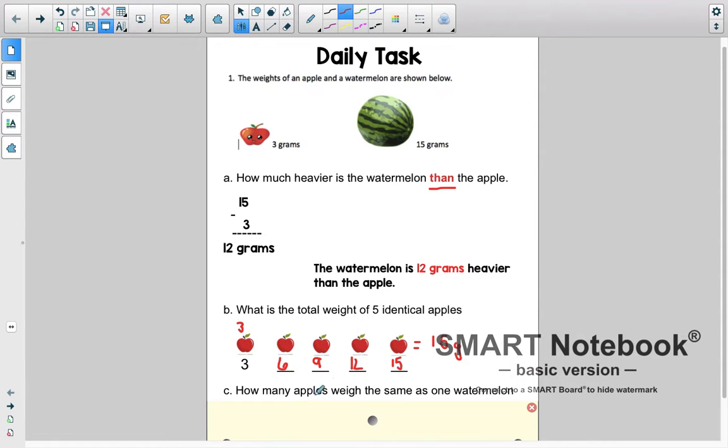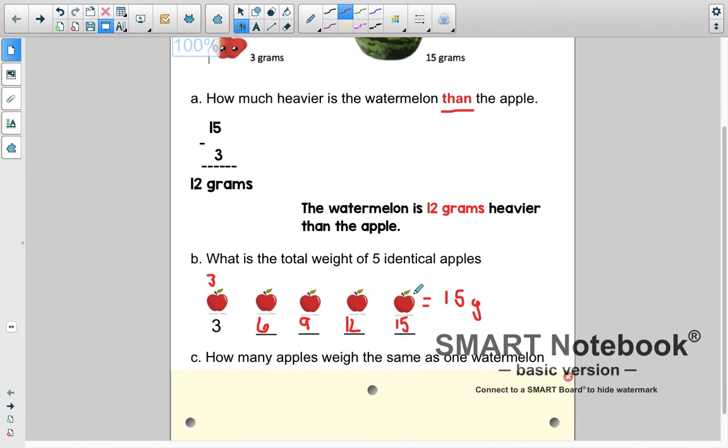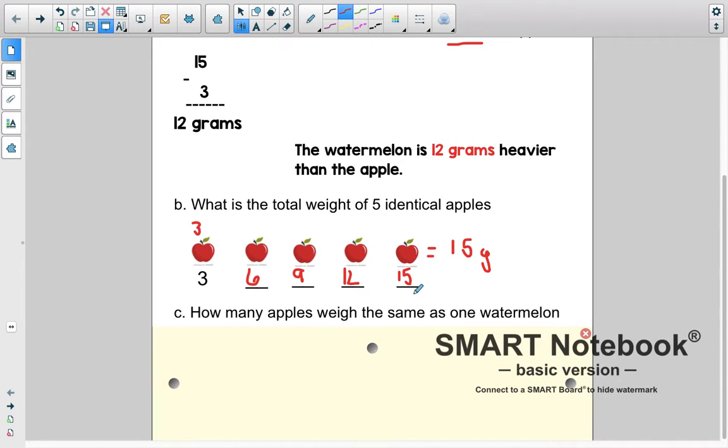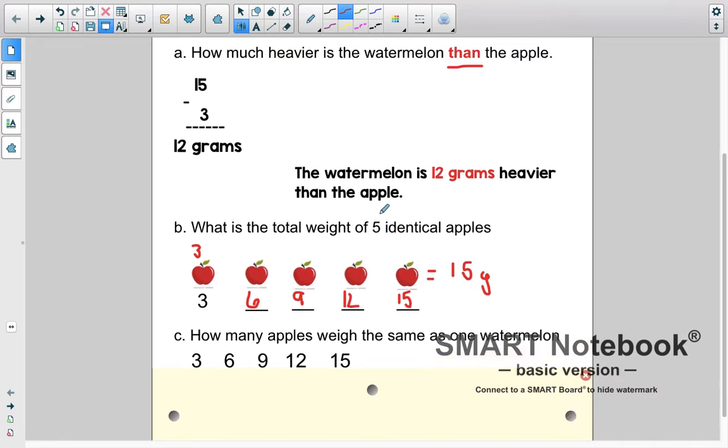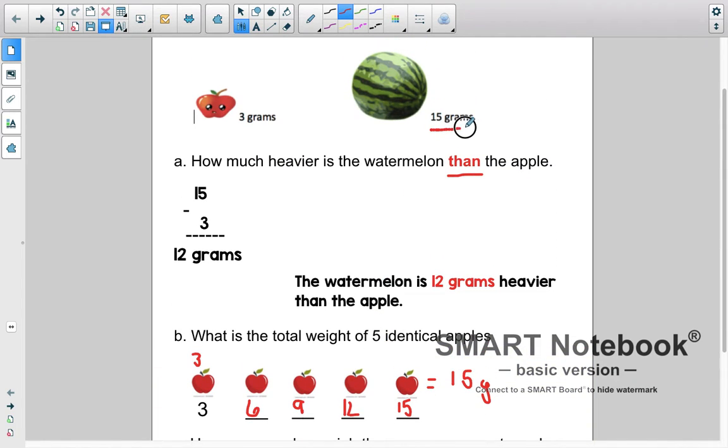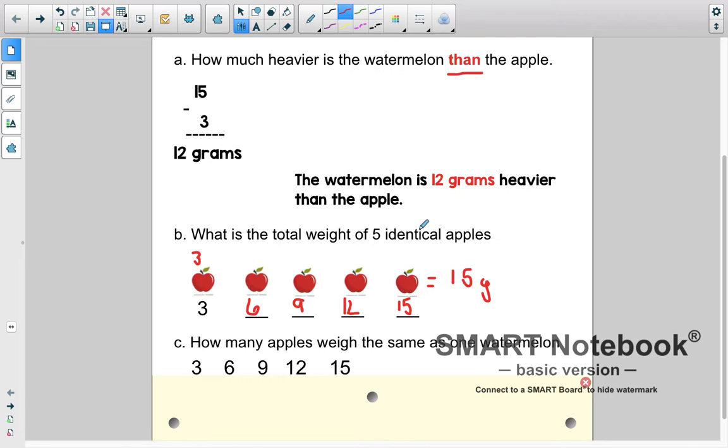Let's look at part C. It says, how many apples weigh the same as 1 watermelon? See if I can make this bigger. There you go. How many apples weigh the same as 1 watermelon? So what I did is I counted by 3s until I got to 15 grams, because that's how much the watermelon equals. So I counted 3, 6, 9, 12, 15. I got to 15, which is what that watermelon equals. And now I can figure out how many apples.